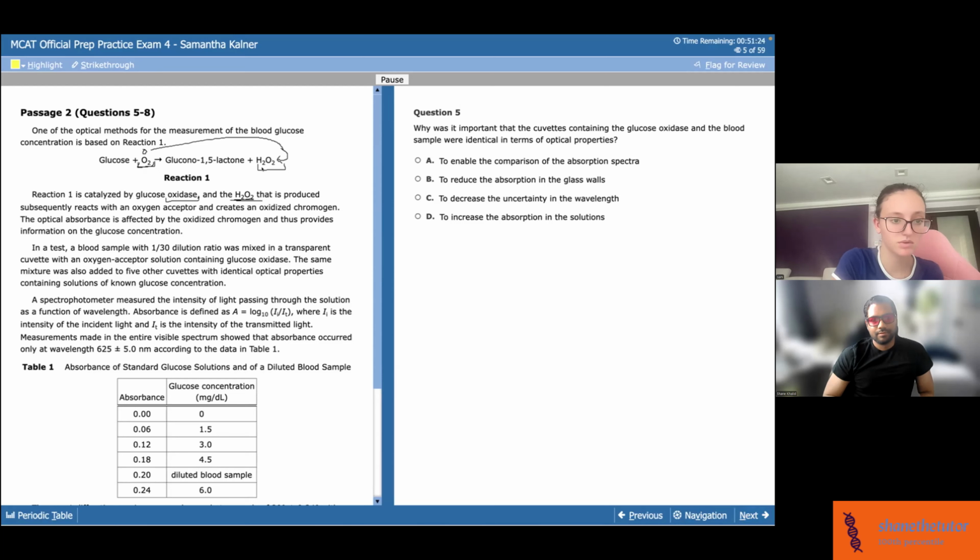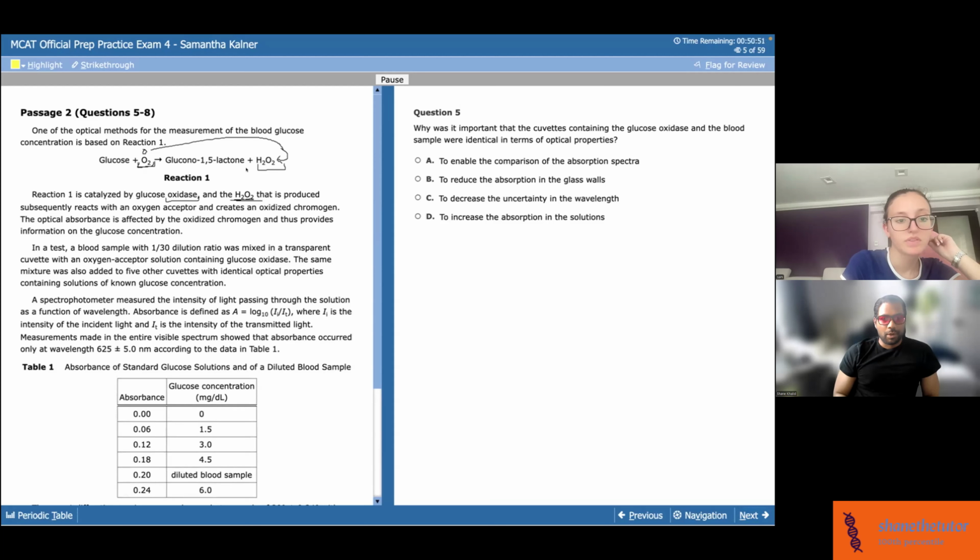This is the one where the blood sample gets diluted in a transparent cuvette with an oxygen acceptor solution containing glucose oxidase. So that's what's going on here.